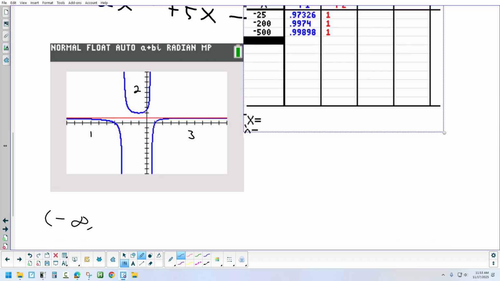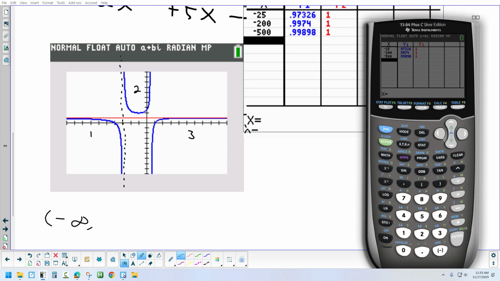Now, can I keep going to the right forever and stay on interval 1? No, then interval 1 stops somewhere. It stops at that dotted line. Okay, I'm going to make it easy for you to figure out where it stops. Where does it look like interval 1 stops at?